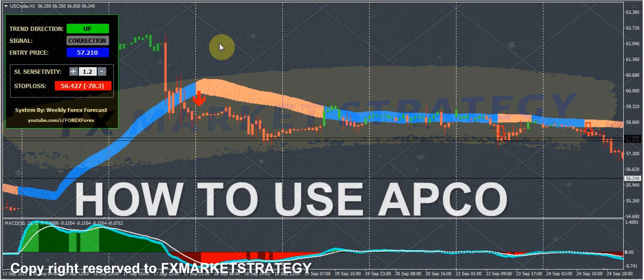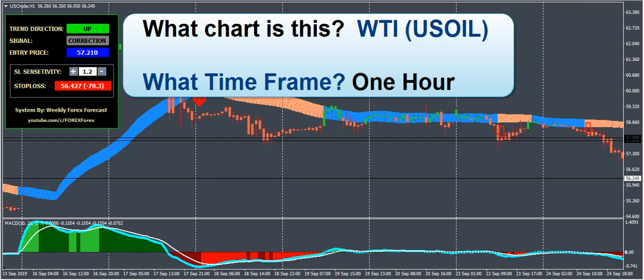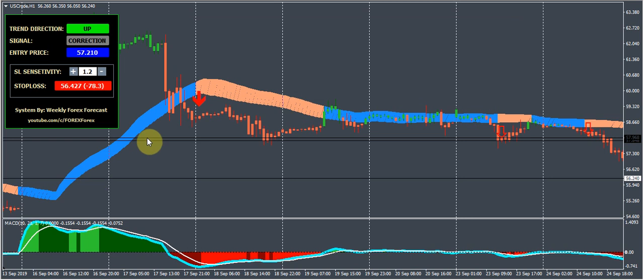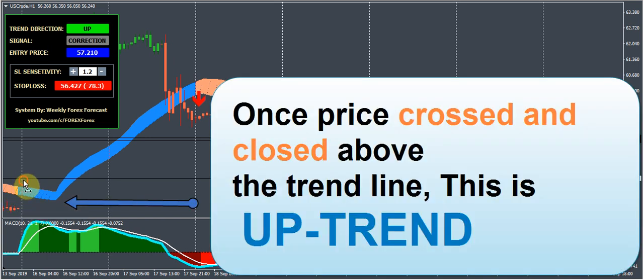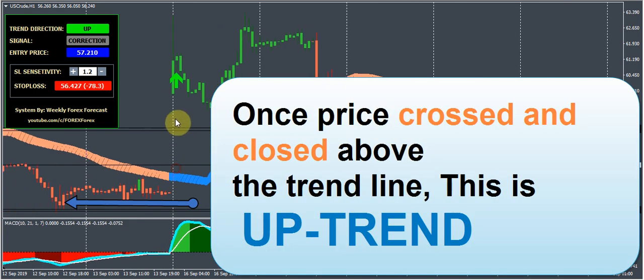So today we're going to have a look at the Apco system together. How can you trade it? This system is based on a trend line, the one in the middle, and it will change color. When you have the blue color start and the price is above the blue, then you have a buy signal. This one was at the end of the week, when there was a big gap.